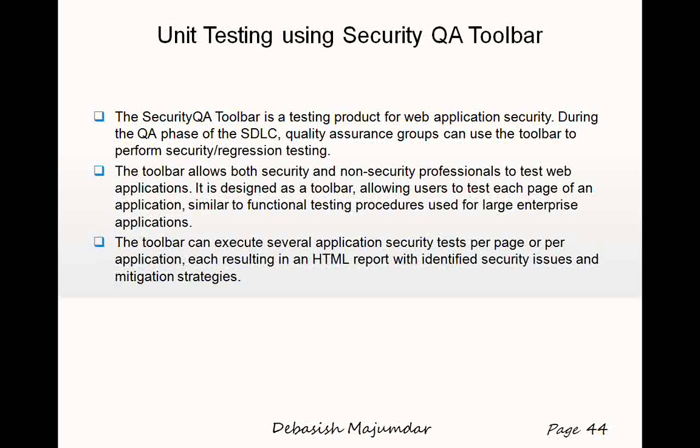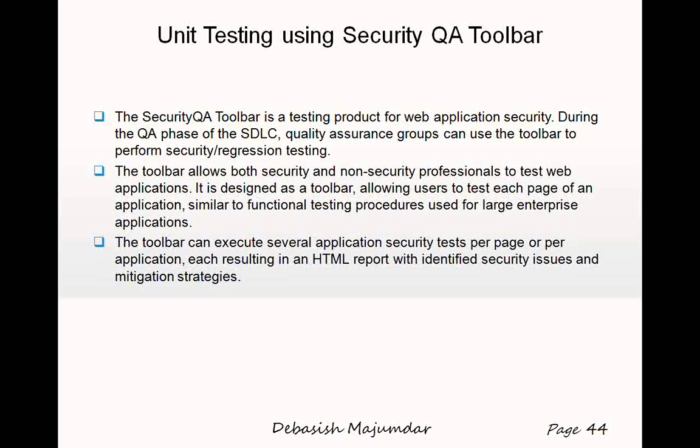Another unit testing tool is the security toolbar, which typically provides product web application unit testing. It can be used in the QA phases of the SDLC, and the quality assurance group can use the toolbar to perform security and regression testing. This toolbar allows both security and non-security professionals to use the web applications. We can test each page, and different functional procedures are also used in the large enterprise. It can test different pages or different applications, and it also provides an HTML report. This is also one popular tool. The migration strategies can also be used.